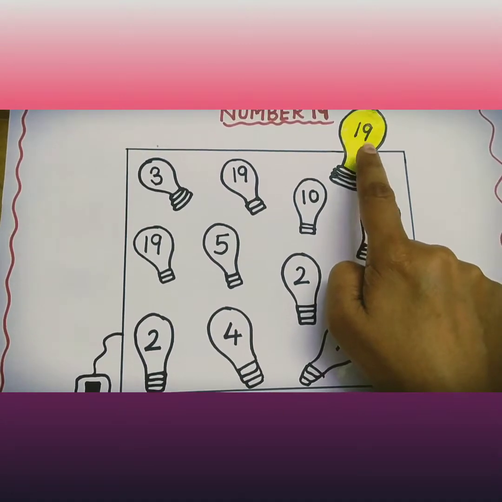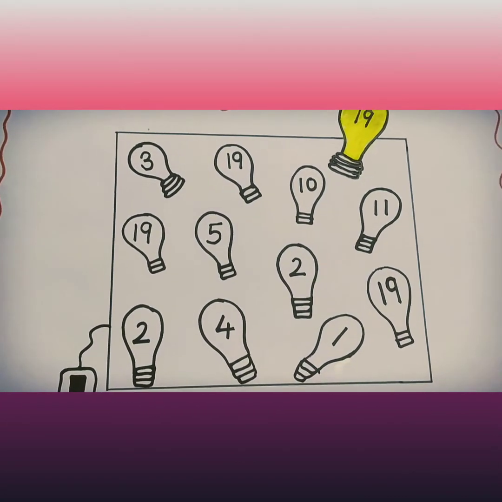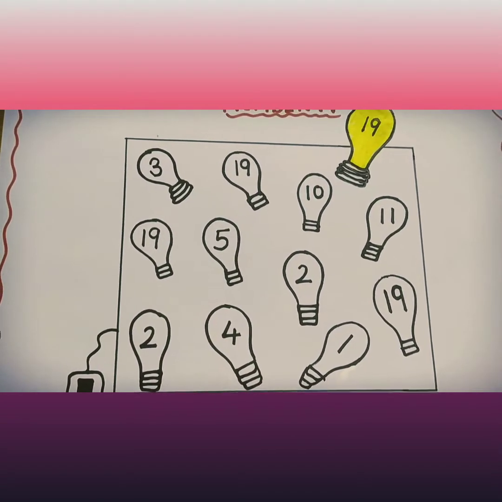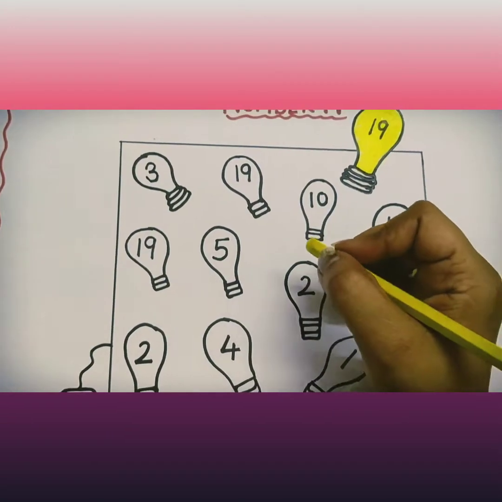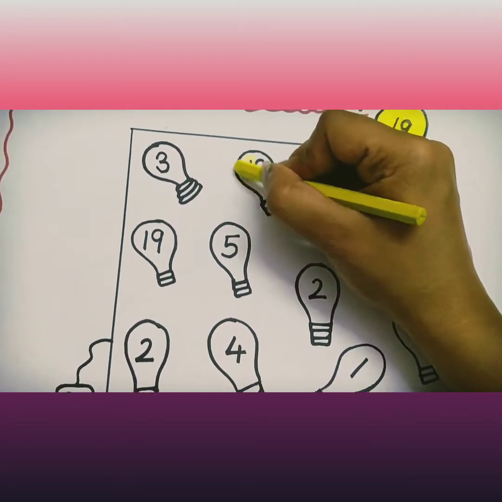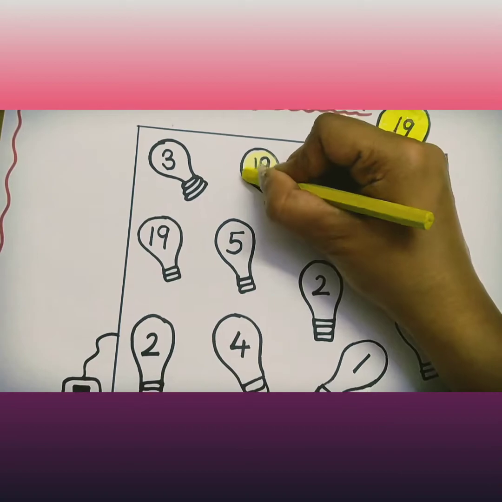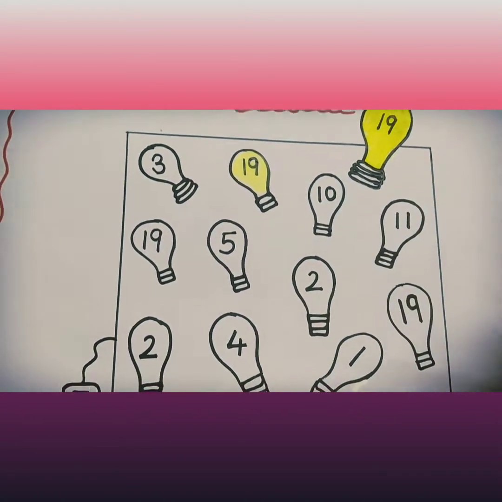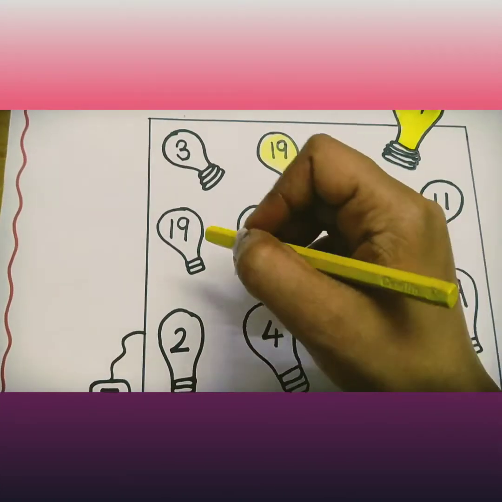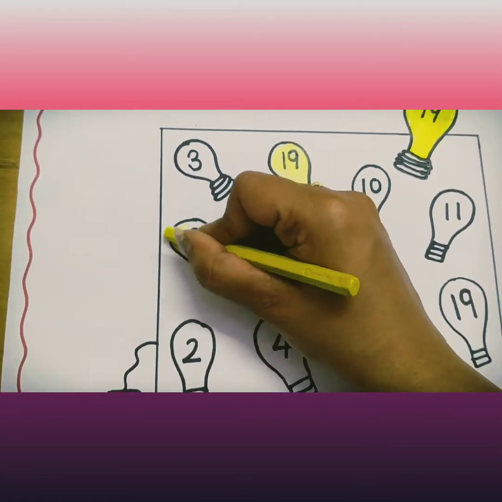Okay, so what you have to do, you have to take a yellow crayon and color the bulb which has number 19. So let's start to color the bulb. Where is the number 19 bulb? Yes, here we have. So we have to color this bulb which has number 19. Now see, any more number 19 bulb is there? Yes, we have one more bulb here. So you have to color this also.